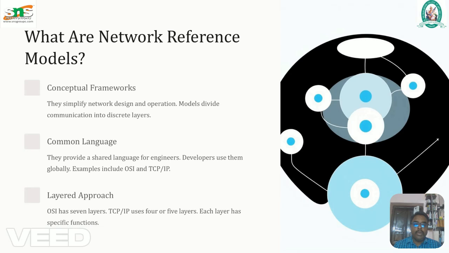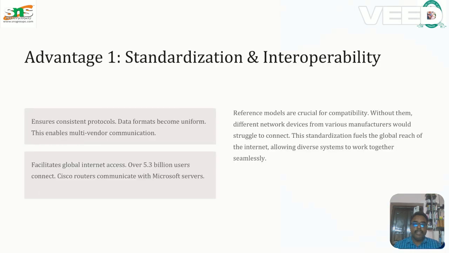And one more advantage, which we have already discussed many times in the previous sessions, is the layered approach, where the complex network is divided into either 7 layers in OSI or 5 layers in TCP/IP, and each is assigned specific functions. So the first advantage of this model is standardization and interoperability.